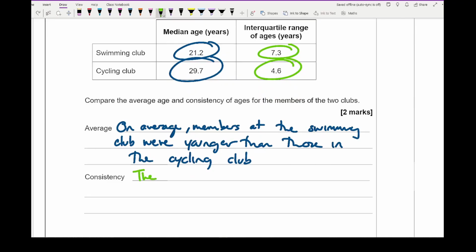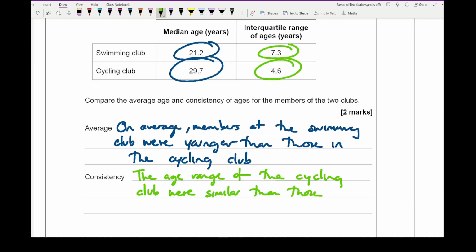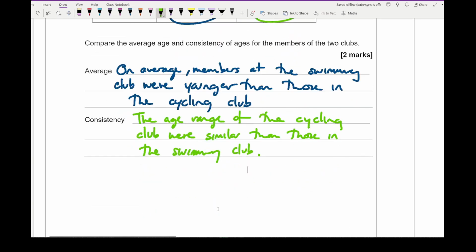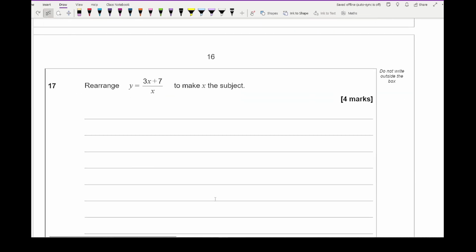So the age range of the cycling club were more similar than those in the swimming club. Simply because it's got a lower interquartile range. Something along those lines. So you could talk about the fact that the people in the cycling club were more of a similar age, whereas those in the swimming club were a bit more varied in age. So something along those lines for those 2 marks would be fine.